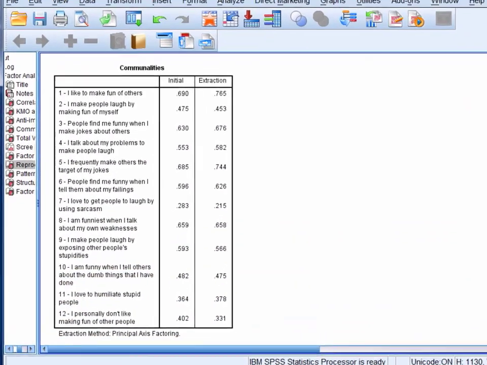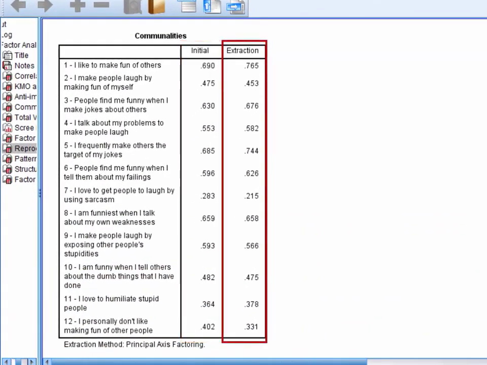Now the next table reports the initial and extracted communalities. Initial communalities represent the proportion of shared variance in each item. The initial communality for item 1, for example, is 0.690, and this means that 0.69 of the variance in item 1 can be accounted for by the other 11 items in combination. And obviously, the higher these values are, the better. Now, the extracted communalities indicate the proportion of shared variance in each item, which can be accounted for by the extracted factors in combination. And again, the higher these figures are, the better.